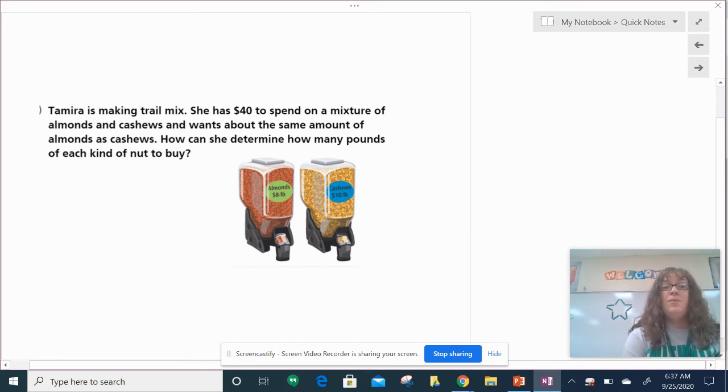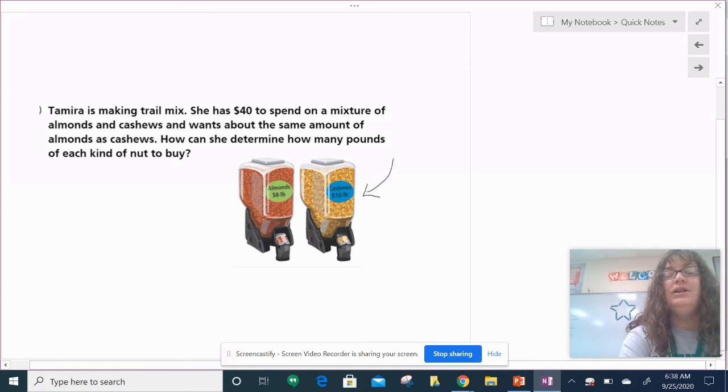All right, so let's try one more. I'd like for you to go ahead and write the standard form equation for this problem. Tamara is making a trail mix. She has $40 to spend on a mixture of almonds and cashews. She wants about the same number or amount of cashews as almonds. How can she determine how many pounds of each kind of nut to buy? Notice we're looking not only for a total, but also for each individual price, and those are here on the picture.